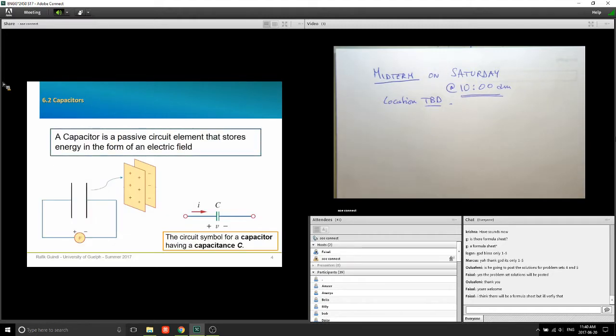A capacitor is a passive circuit element that stores energy in the form of an electric field. So this is what a capacitor does.